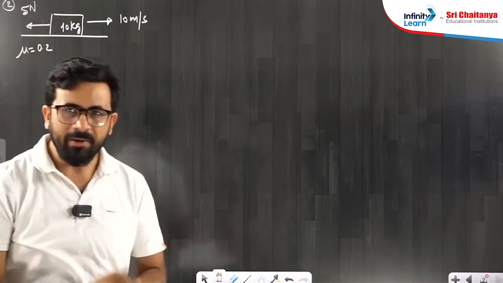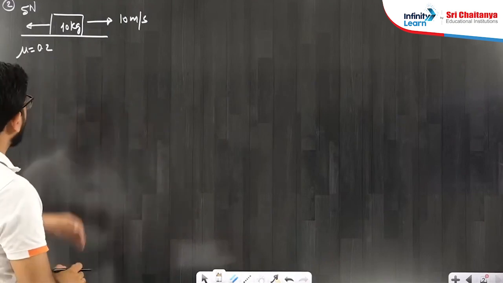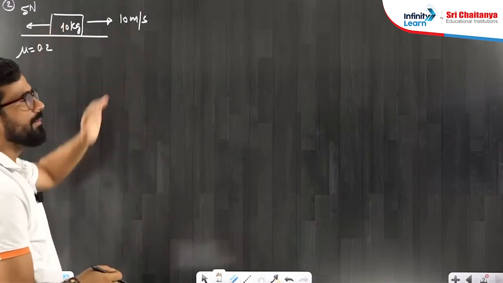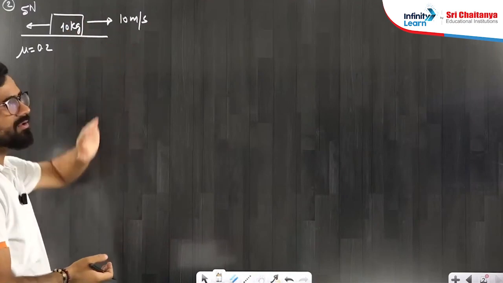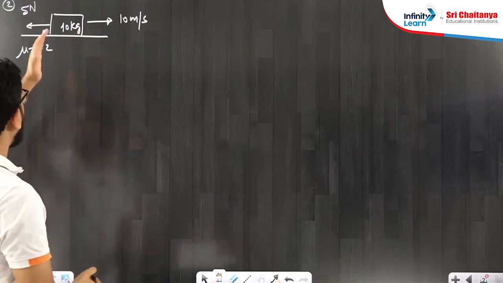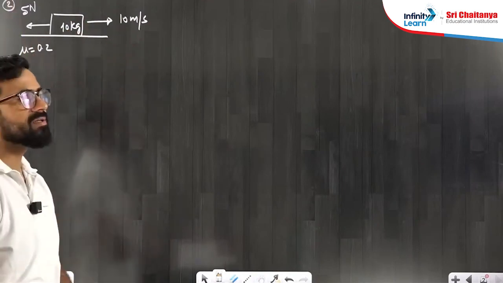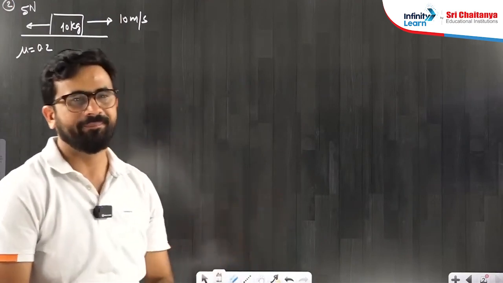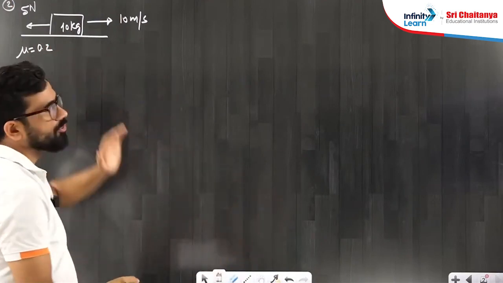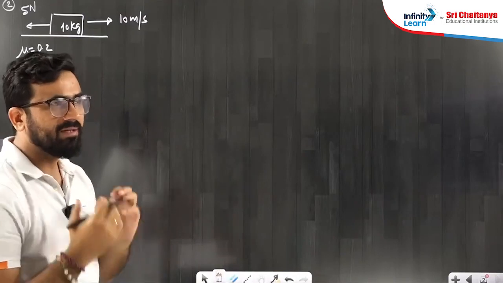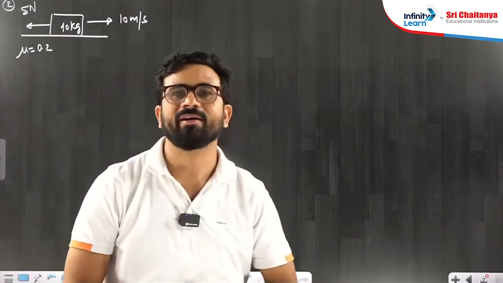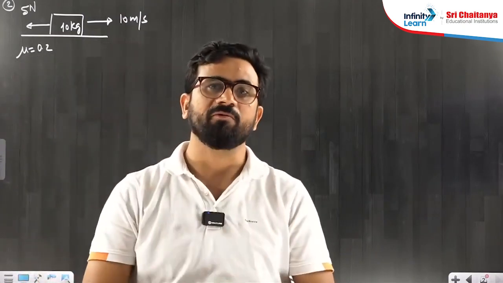Now listen carefully what I have written. Very simple. This is 10 kg. This is a block having an initial velocity of 10 meter per second, and the force acting on it is the 5 Newton in leftward direction. And very simple, mu is equal to 0.2. Now question is very simple. What is the friction force acting on it? What is the friction force acting on it?